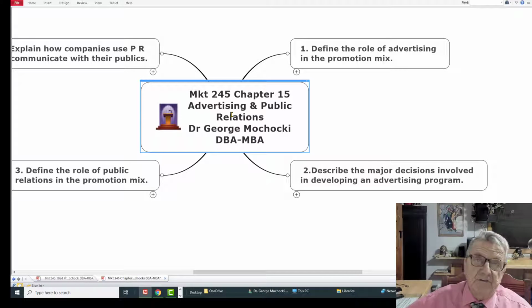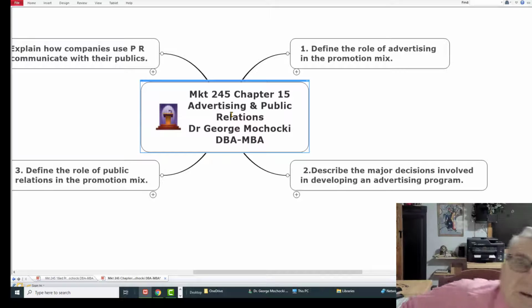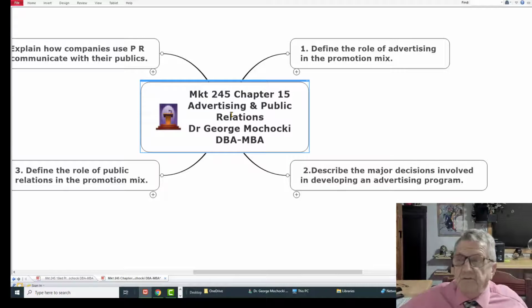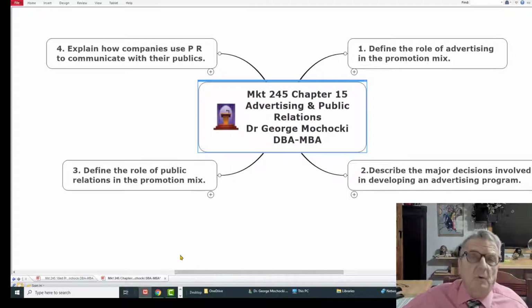Today we're going to be discussing the role of advertising and public relations within the integrated marketing scheme of things. So first of all, let's define the role of advertising. And what we'll be doing here is going over the course objectives.